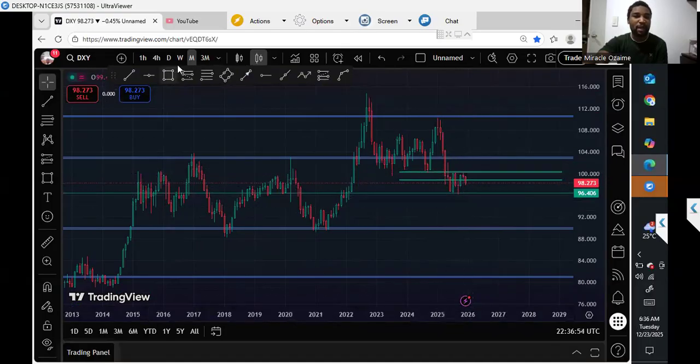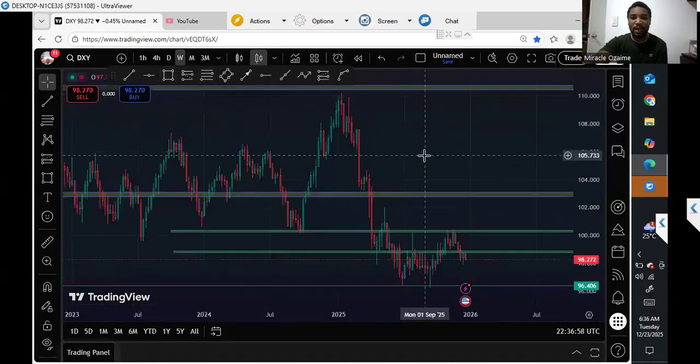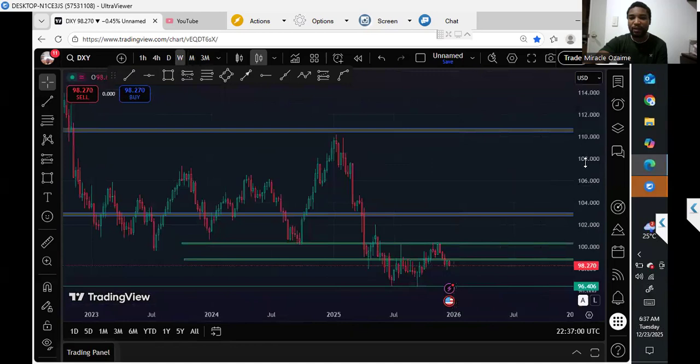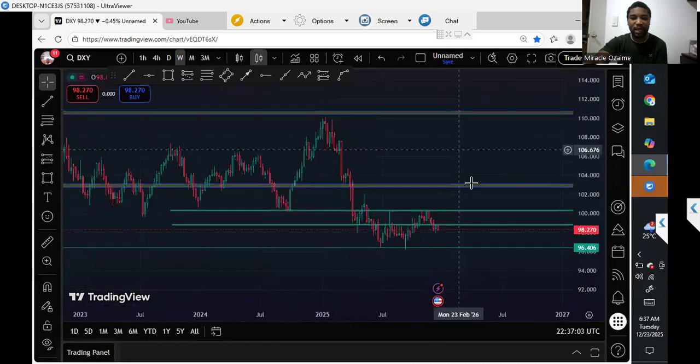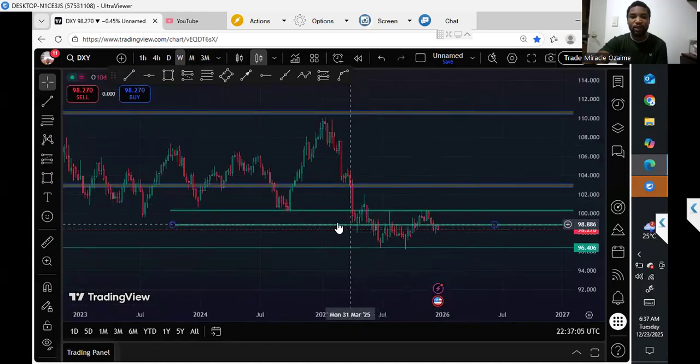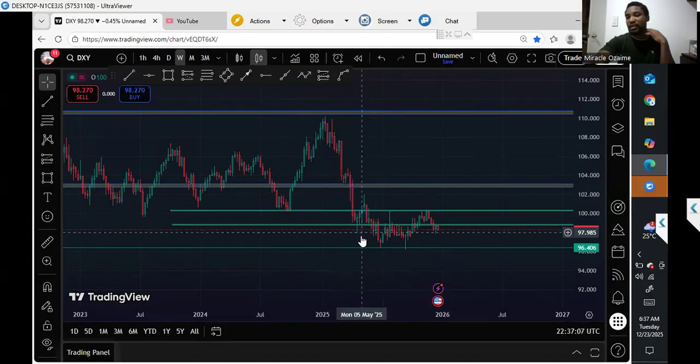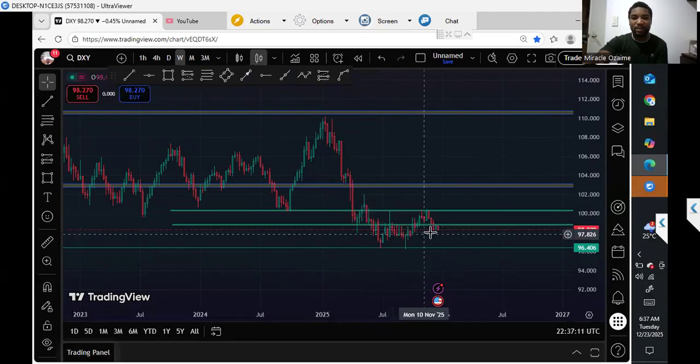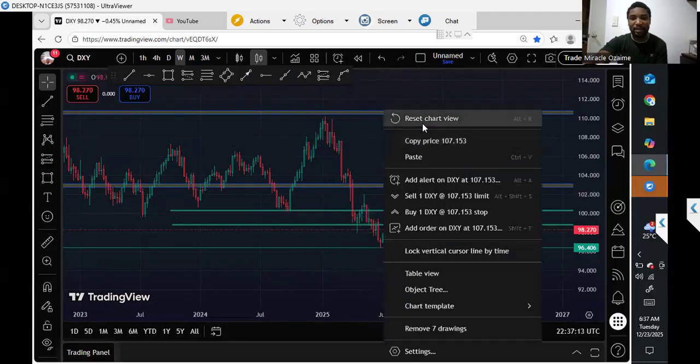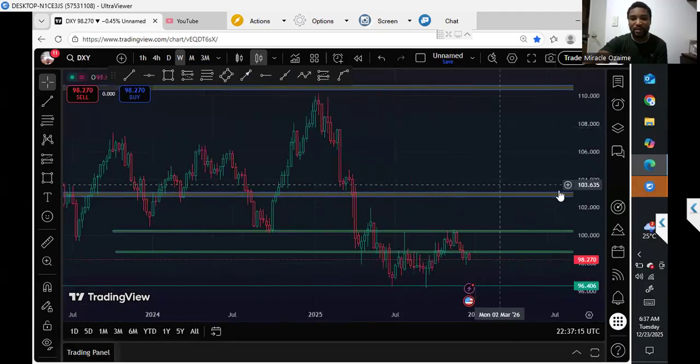So I will go back to my weekly time frame. On my weekly time frame, on the other hand, I could see a weekly engulfing, weekly bullish candle as of last week. But if you look critically at this level, you're going to see that this is just the neckline. Price just came to test the neckline as of last week.